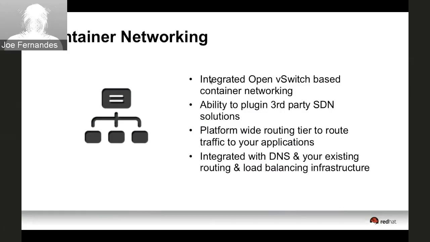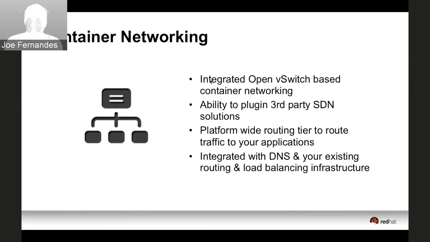In addition to that, we're working upstream in Kubernetes to plug that into a networking API, such that if you have other SDN solutions, you could leverage those as well. And so in that respect, for customers that have already made an investment in SDN, maybe through OpenStack Neutron, maybe through partners like Nuage or Cisco or others, they could leverage that with OpenShift as an alternative to what we're providing out of the box.